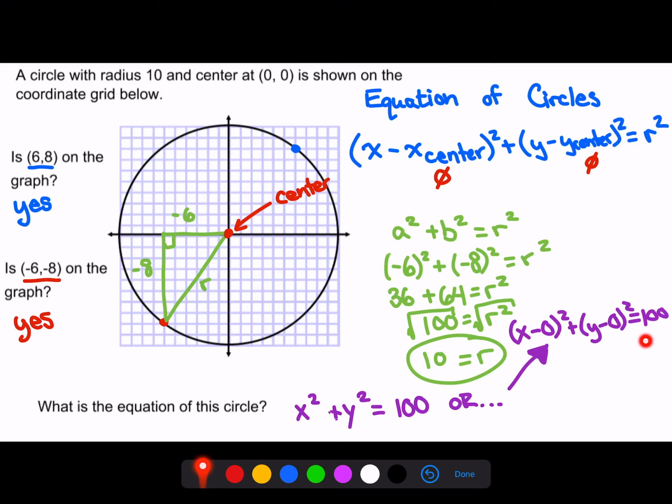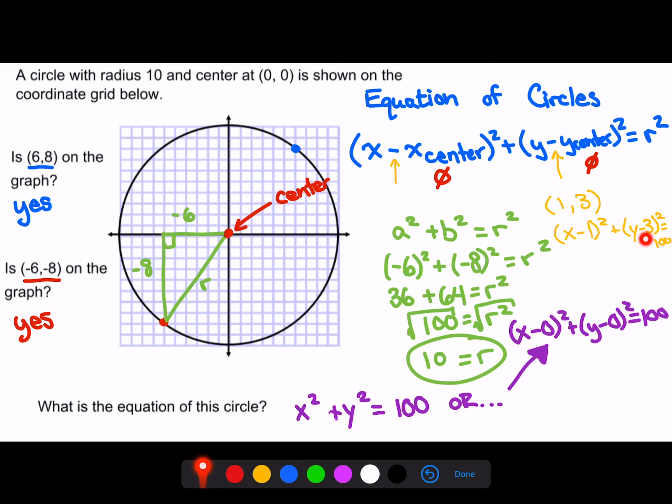Now, some important things with this equation, and I'll be covering this in the next video as well. These are subtraction signs here. So let's say that is at the point 1, 3. Well, then my equation would be x minus 1 squared plus y minus 3 squared equals whatever our radius is. If it's still 10, it'd be 100 in this case. So just something to pay attention to. Wherever your center is, the signs are always going to be opposite.